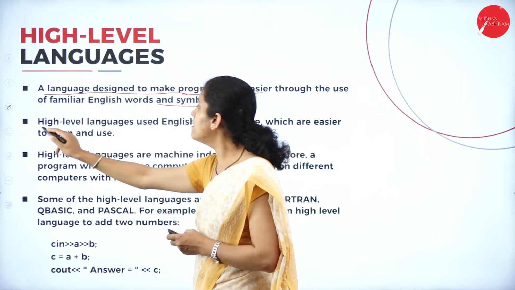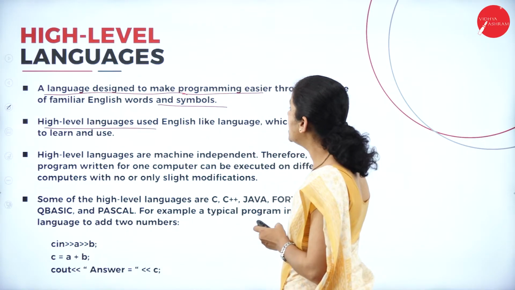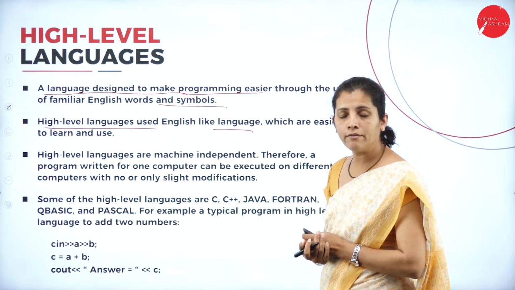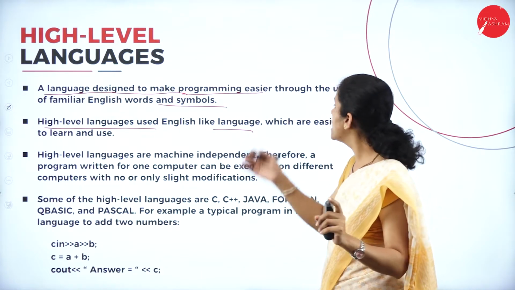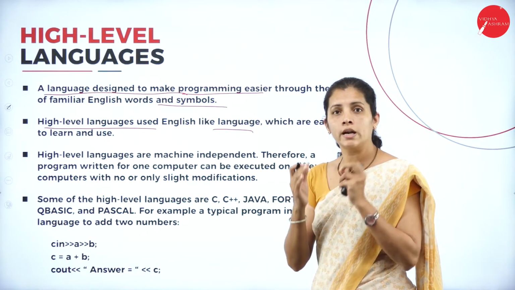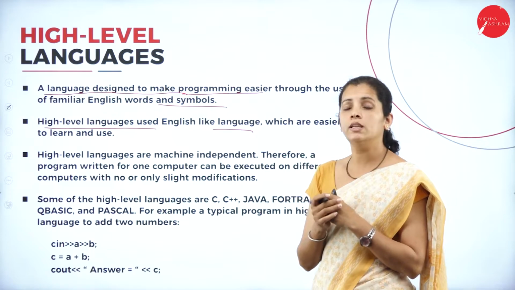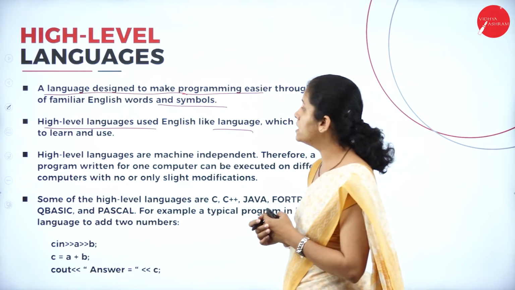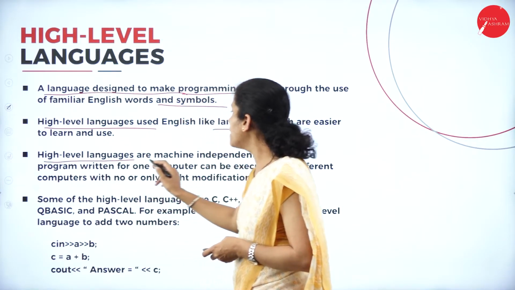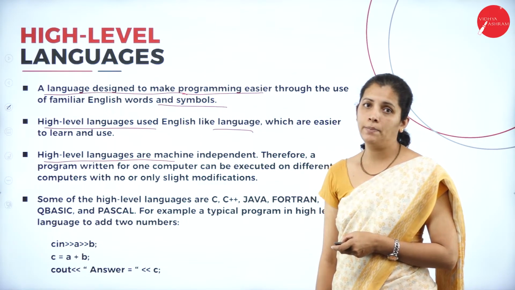So a high level language uses English-like language. That means high level language always uses English-like language. It is very easy to remember, it is very easy to learn, as well as it is very easy to use. So here high level languages are machine independent.